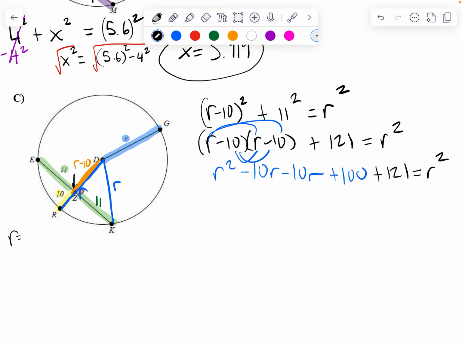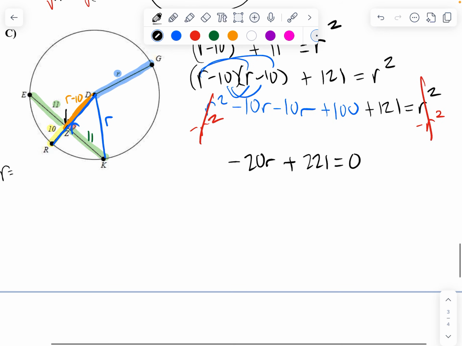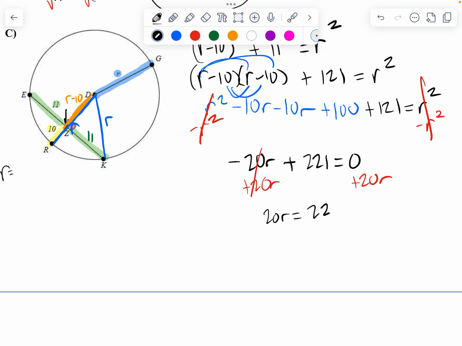And then we just finish it off. You want to get all of your R's on the same side, but notice as soon as you subtract R squared, what happens to your R squared term? Gone. So we have negative 20R plus 221 equals 0. Solve for R. I like positive R, so I'm going to add 20R to the other side. So we get 20R equals 221. So divide by 20, and there you go.